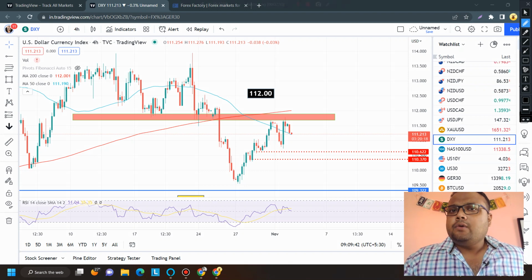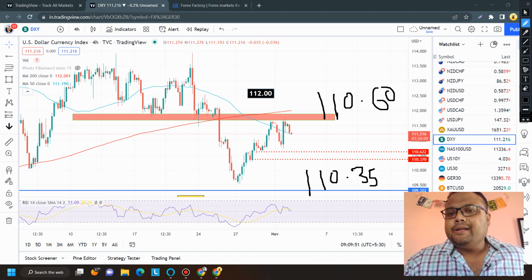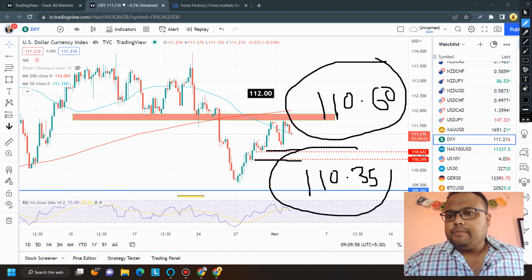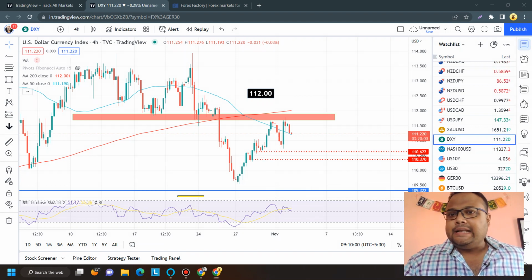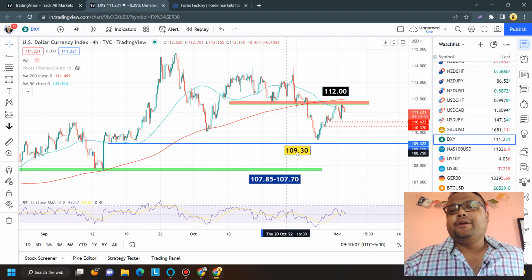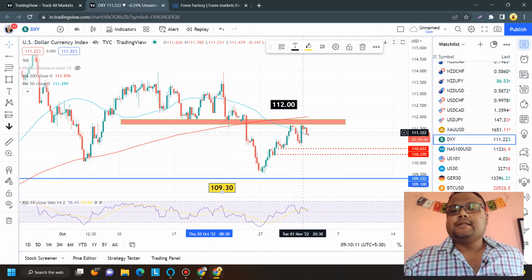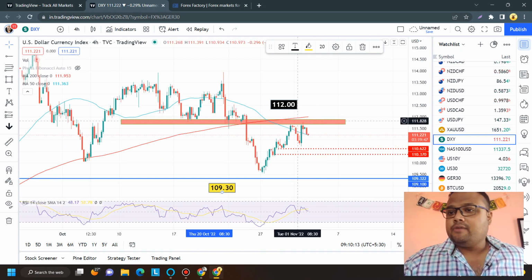In case DXY starts coming down, 110.60 will be the first support, and then 110.35 will be the second support for DXY. These two are the supports that we need to keep our eyes on. In case the market shows extreme volatility and breaks everything, then 109.30, 109.50 will come to the rescue. But as of now, let's wait and watch this particular portion of the market only.